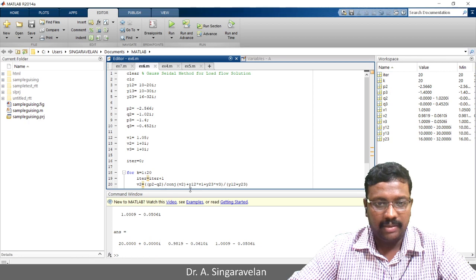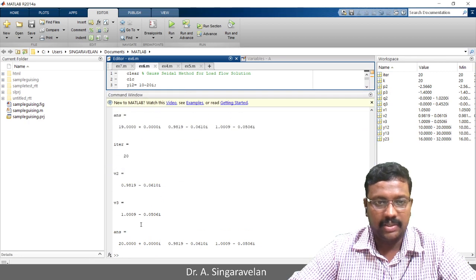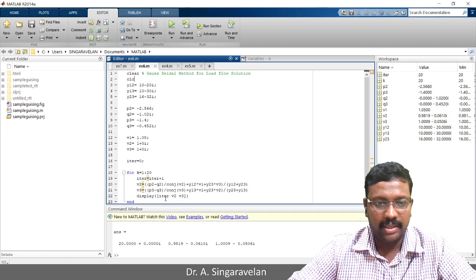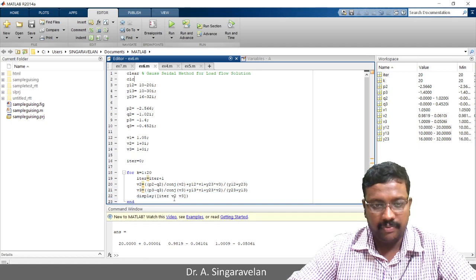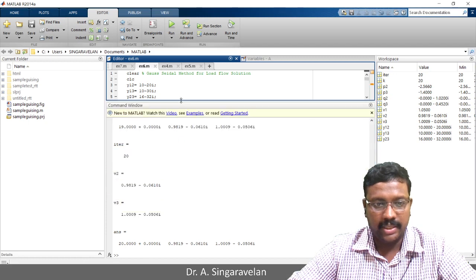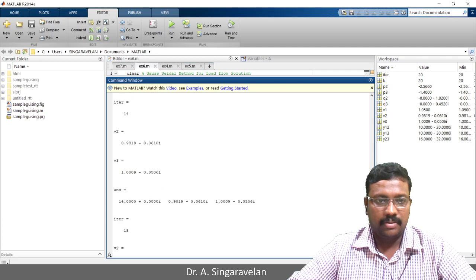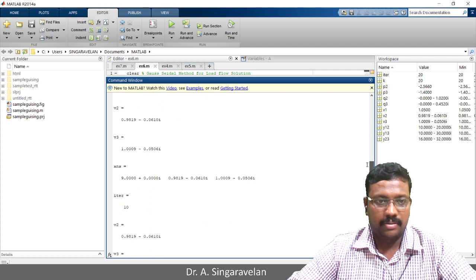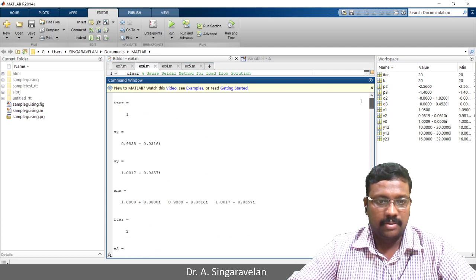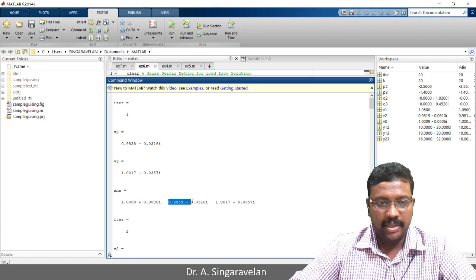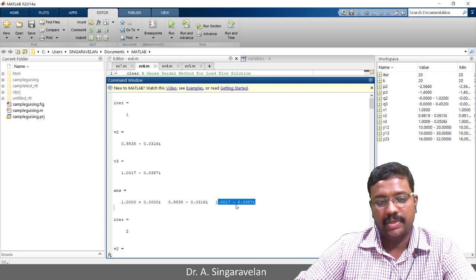After executing this, I got some values. What values should I get? I should get the iteration number, the v2 value and the v3 value. So in the answer you can see this is the first iteration. In the first iteration my v2 value is 0.938 and 1.07. This is what we also got in the calculation.